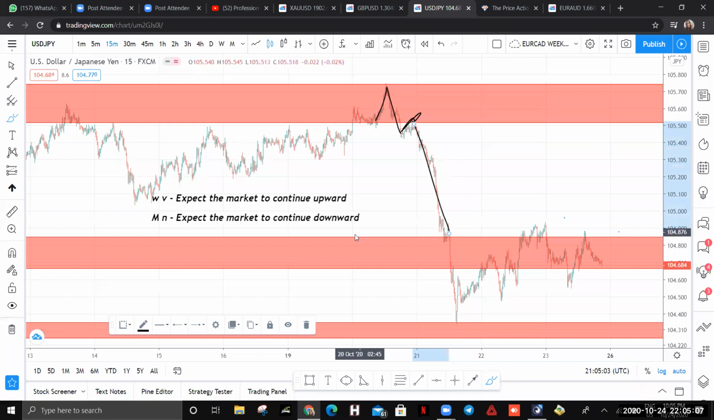1, you draw your zone. 2, go to the lower time frame, 15 minutes. Look for structures that match where your zones are. If you see an M and an N on your resistance zone, you look for a sell opportunity. A W or V on your support zone, you look for a buy opportunity.